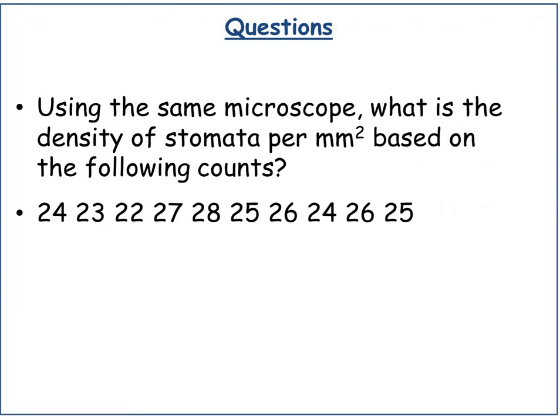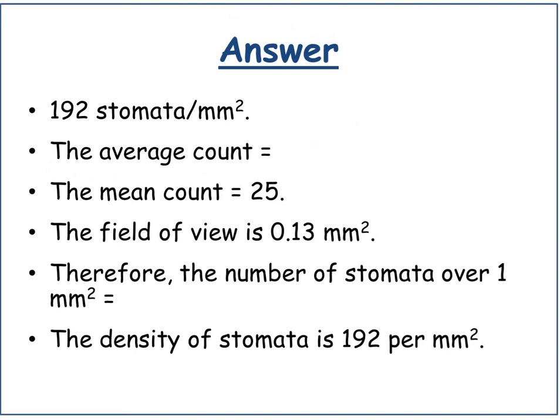So, a worked example using the same microscope. What is the density of stomata per millimetre squared based on the following counts? You'd have to find the average of these. The average count would be 25, and the field of view is still 0.13. So the number of stomata in 1 millimetre squared is 192 per millimetre squared.